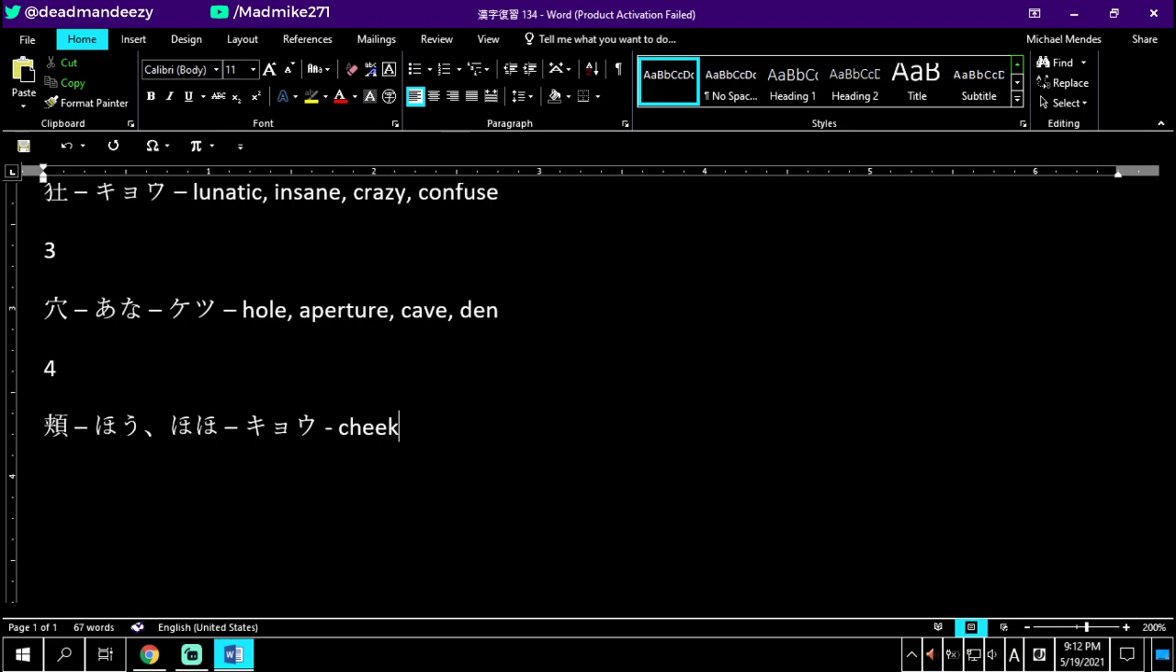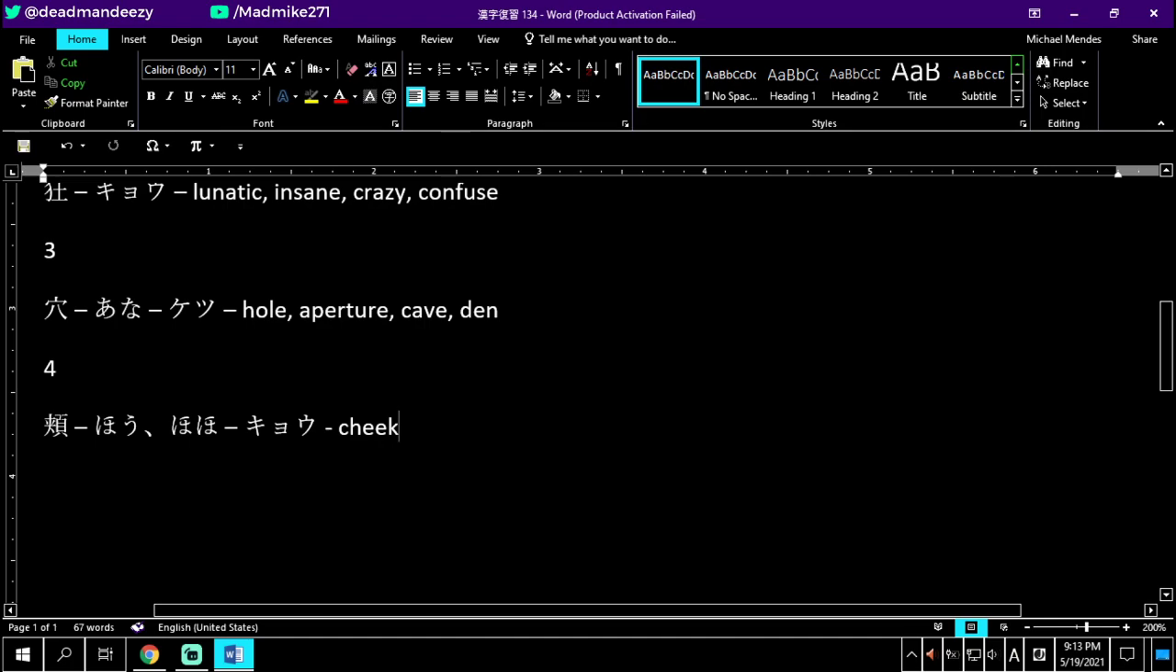Hole or hole. Cheek. Yeah, there's no explanation for the radical on the left. Let's try and find it one more place and then we'll give up. On the left is to be wedged or inserted between, and on the right side we have a big shell.